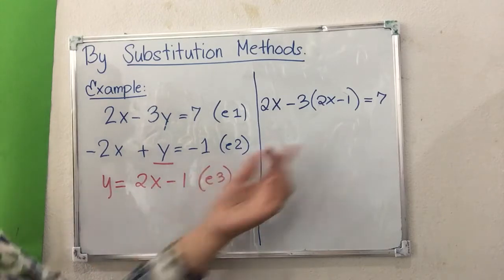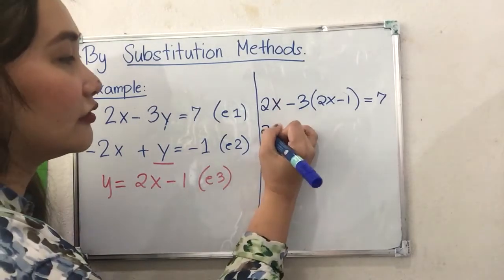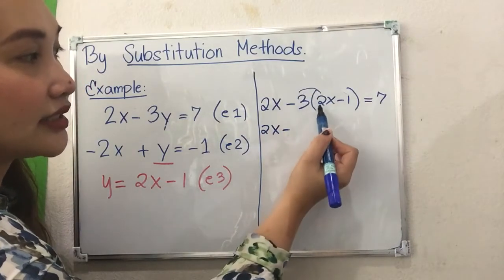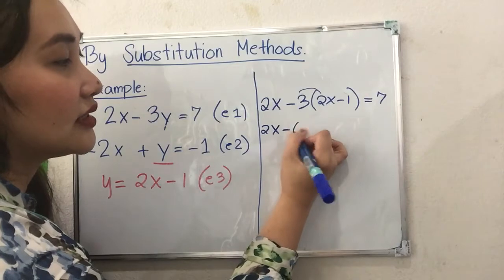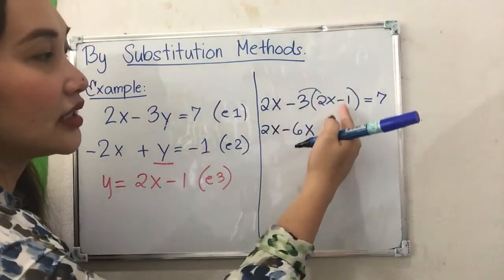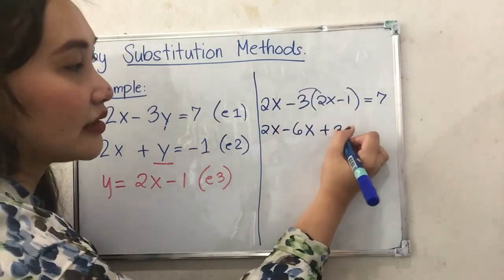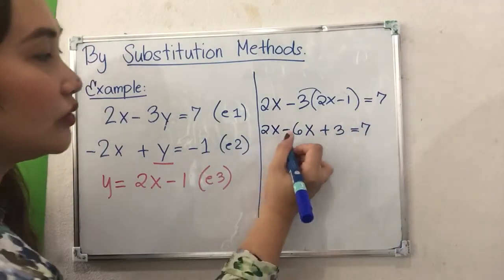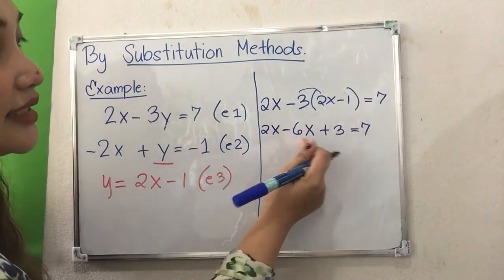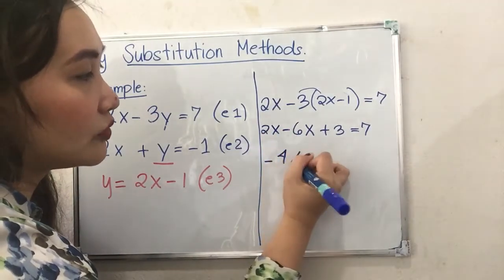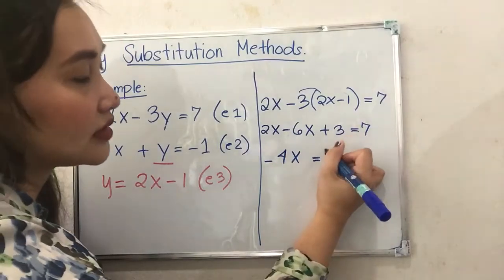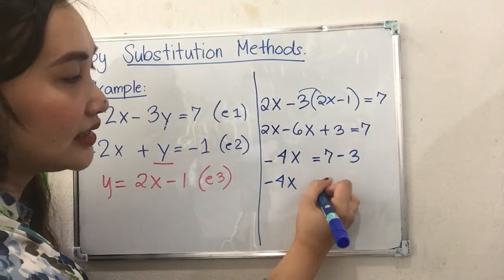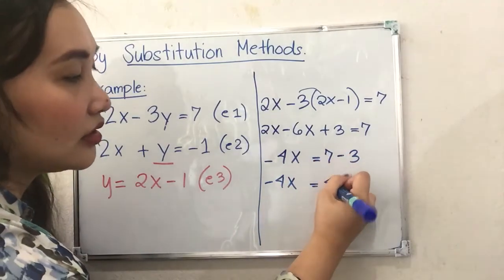All right, so let's simplify. We have 2x, then negative 3x times 2x, that is negative 6x, negative 3x times negative 1, that is plus 3, is equal to 7. Continue to simplify: 2x minus 6x is negative 4x, is equal to 7 minus 3. Negative 4x is equal to 7 minus 3, which is 4.